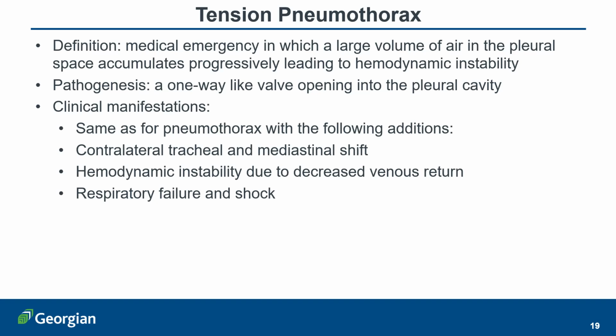What are the clinical manifestations of tension pneumothorax? It is the same as for pneumothorax, except now because of the large volume of air in the pleural cavity that is progressively accumulating, you can have a contralateral tracheal and mediastinal shift, and that results in hemodynamic instability. As the pressure increases in the thoracic cavity, you have a decreased venous return, preload has decreased, and that could lead to hemodynamic instability. Ultimately, cardiac output will decrease as well. If this is not treated, that can ultimately lead to respiratory failure and shock. And that's why it's classified as a medical emergency.